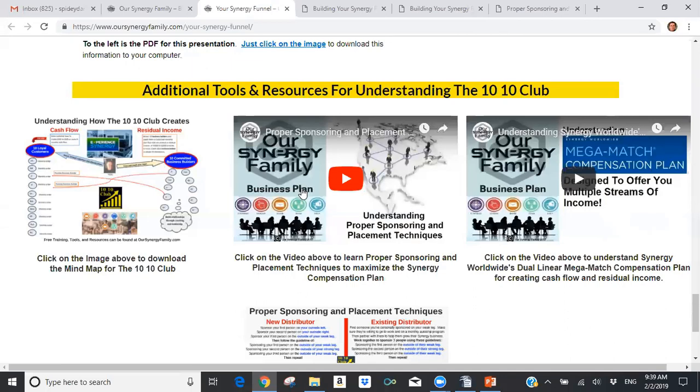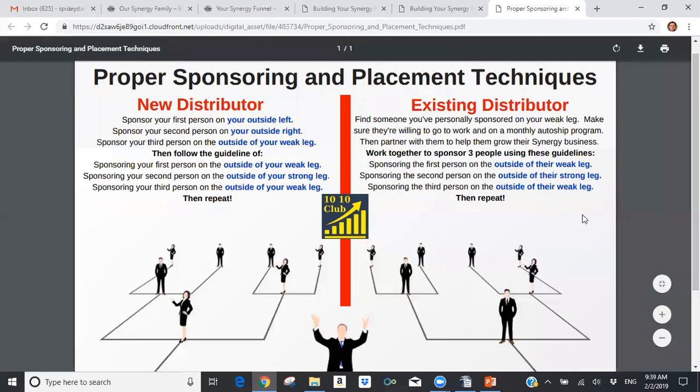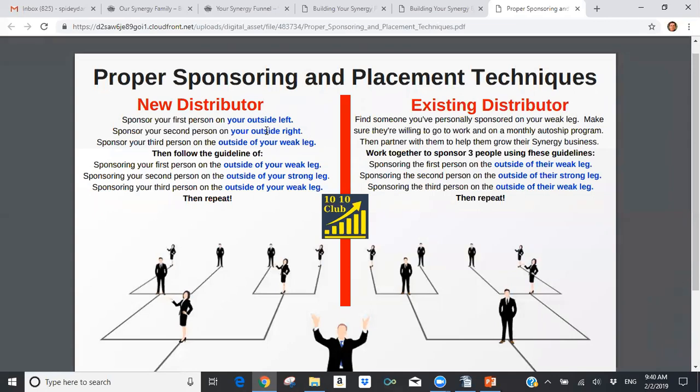We'll give you some of the terminology that's involved in some of the things that I've not shared with you, which is a little bit more in depth and detail. But when you take that video and boil it all down, that's what this PDF is. Understanding for a new distributor how to get started in proper sponsoring and placement. Once they've got their first three in, what do they do with the next three that they're sponsoring and placement?